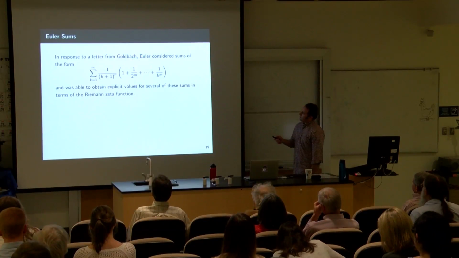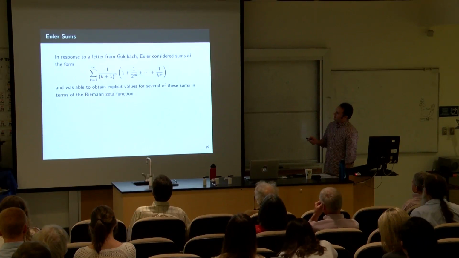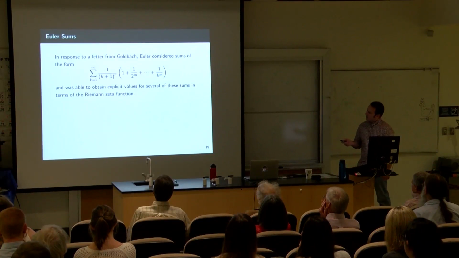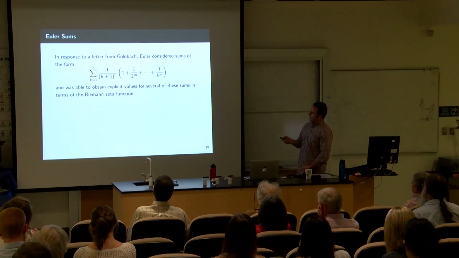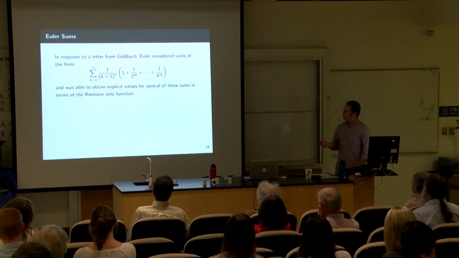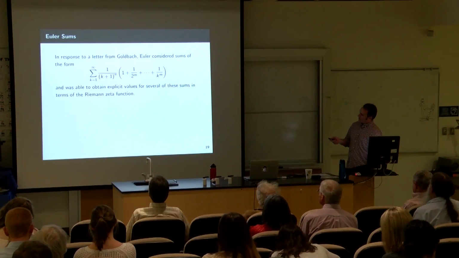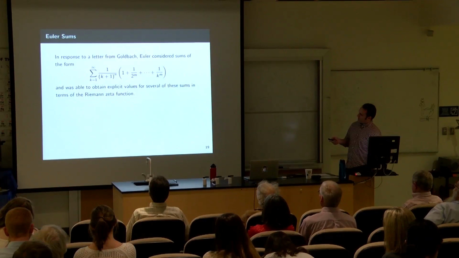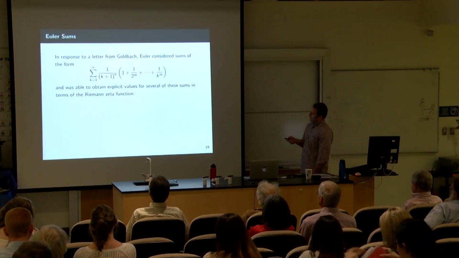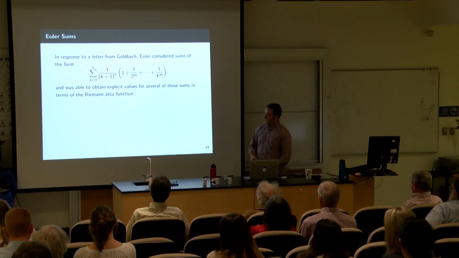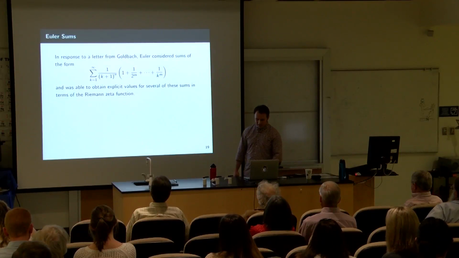Euler got a letter from Goldbach, and the question was, how do you evaluate sums like this? Well, Euler, being Euler, was able to say something. He was able to give some explicit values for several of these. You have a lot of variables here: you have n and you have m. K is our index. But he was able to give some examples in terms of the Riemann zeta function. I guess at that time it was just the Euler zeta function, but he was able to do it.